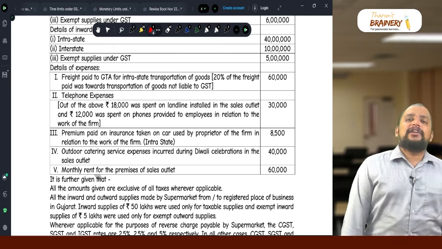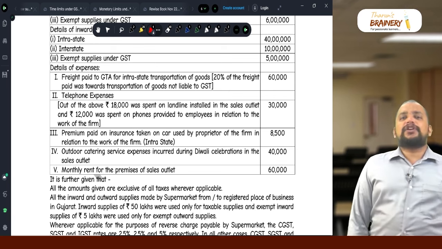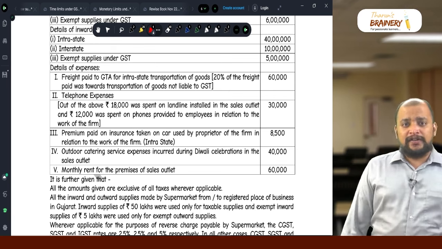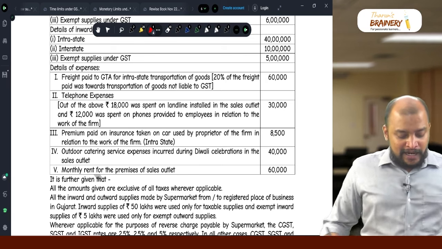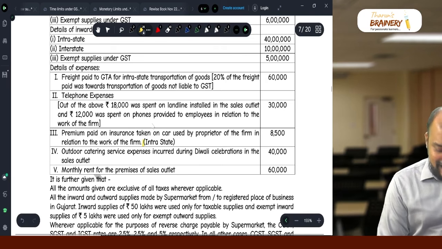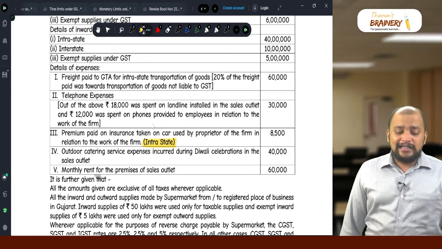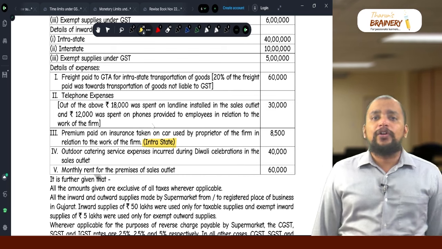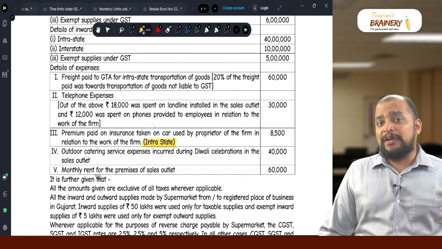But here they did not give whether it is intrastate or interstate. So in case of transportation of goods, it depends on location of supplier, place of supply. So in the absence of information, because here only the premium paid on insurance is given as intrastate. Others are not given as intrastate. And we know that whenever a transaction cannot be classified as intra or inter, it should be deemed as interstate.